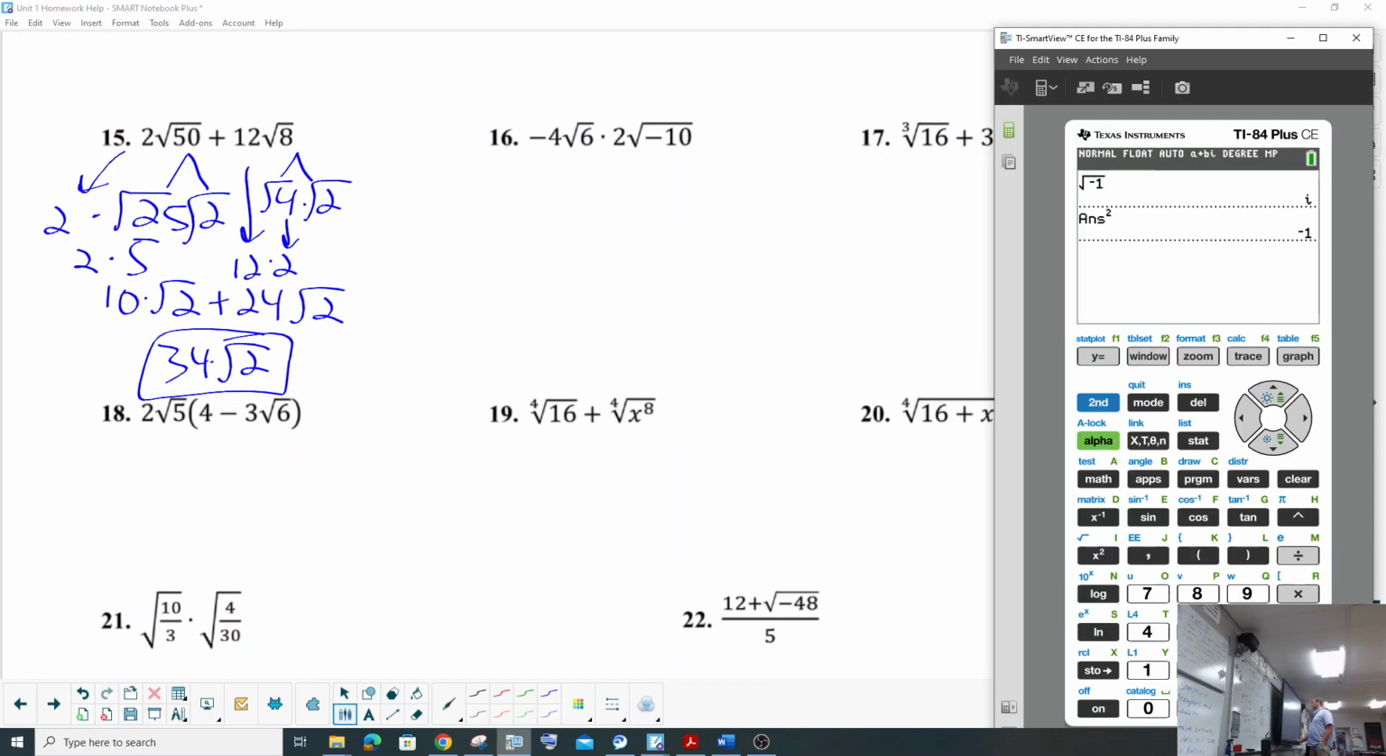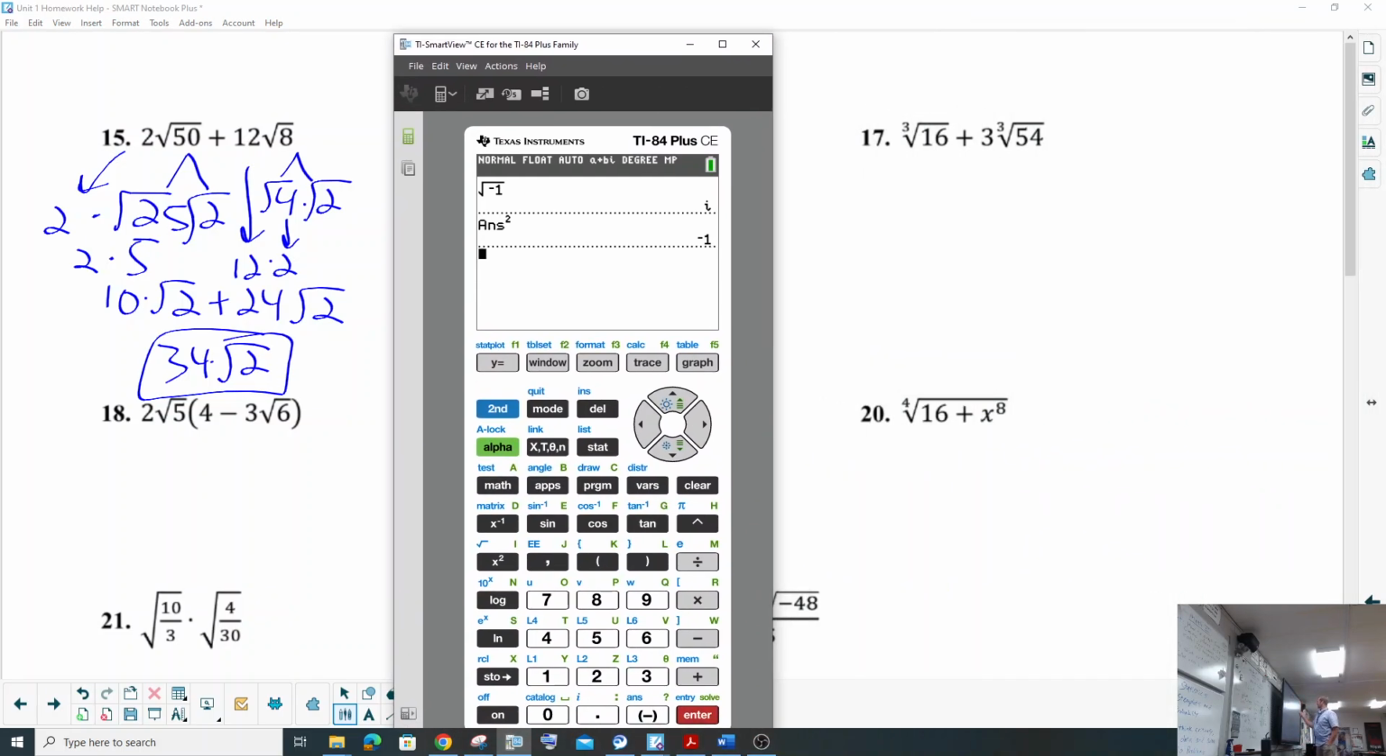Can we check this? Will it actually work with the calculator? Let's give it a try. So we're going to go 2 radical 50 plus 12 times radical 8. Whoa, too many radicals. I forgot to close the radicals. Sorry. You have to do a right arrow. So 2 radical 50, right arrow, plus 12 times radical 8. And we get 48.80832611 2. The reduced form of that is 34 times radical 2. It's the same answer. That means we did it right.